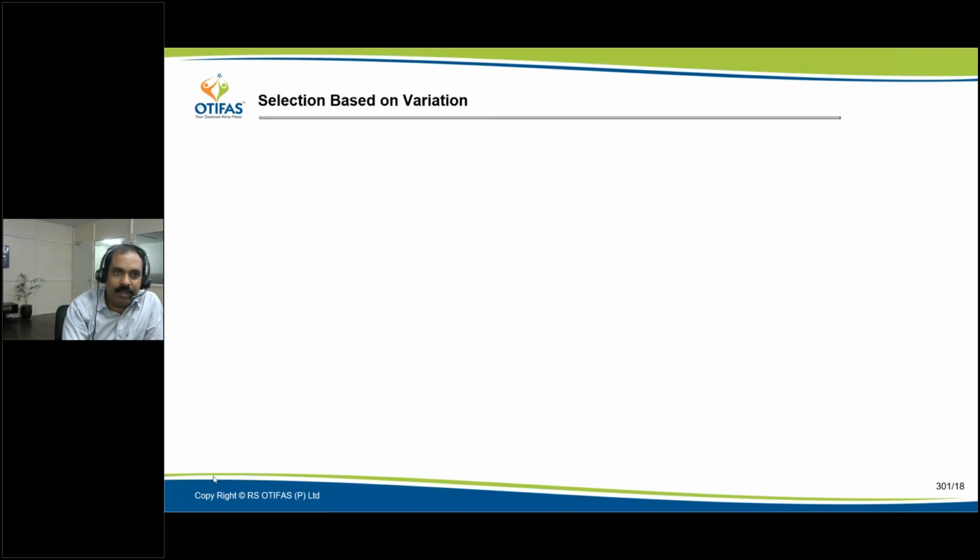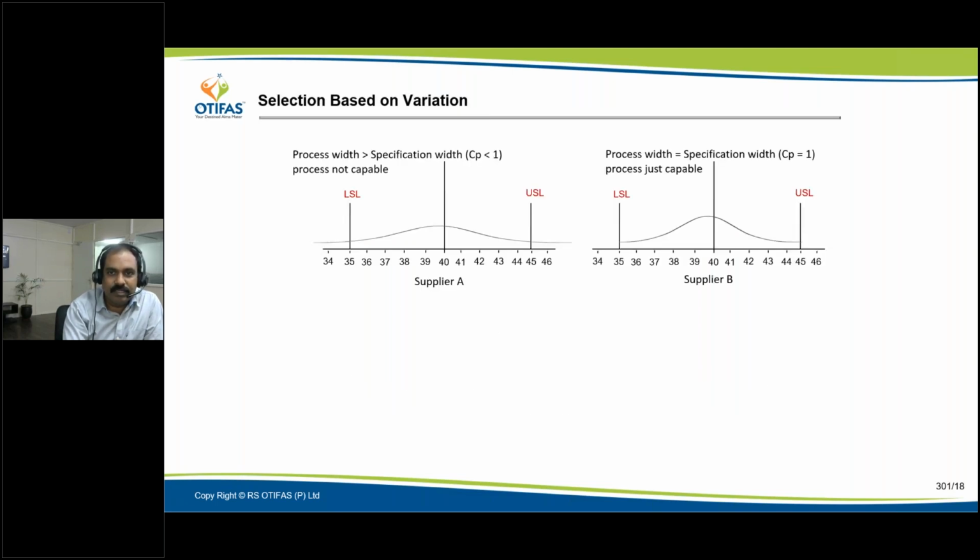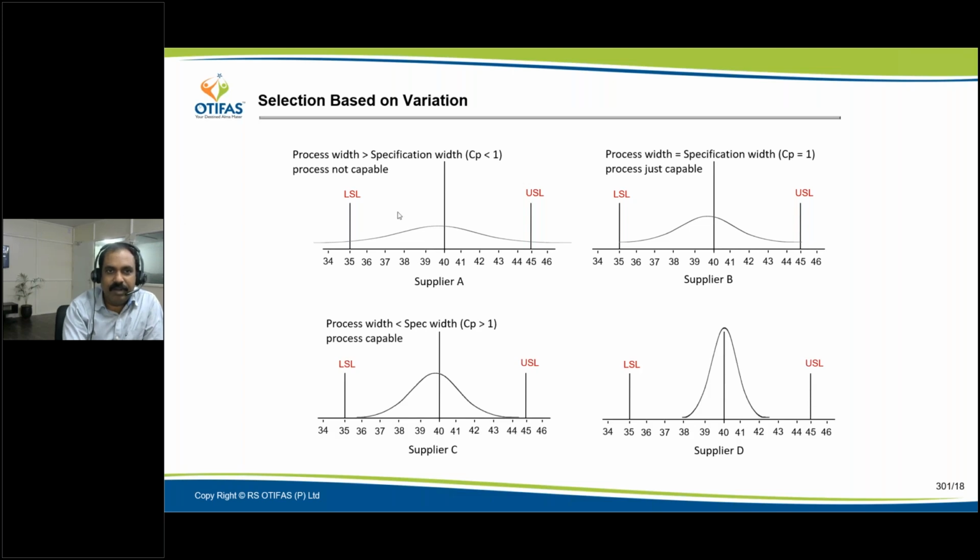Now let us see four things. CP value less than 1, process not capable. CP value equal to 1, process just capable. CP value more than 1, process capable. And this is best.